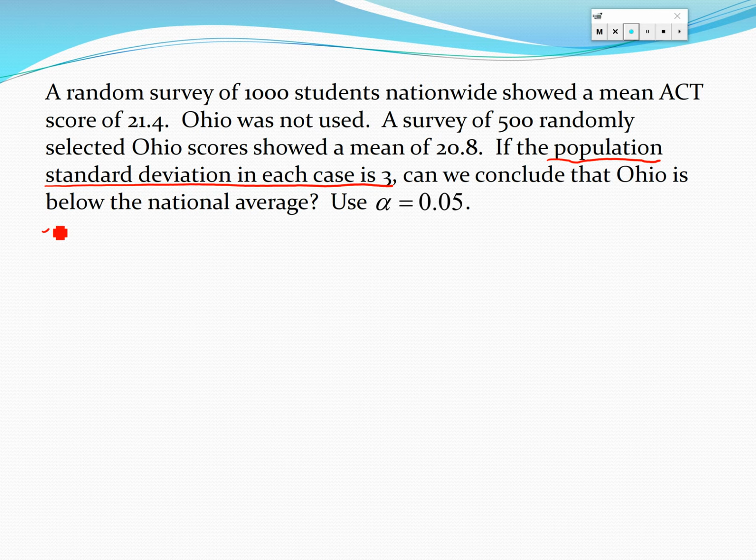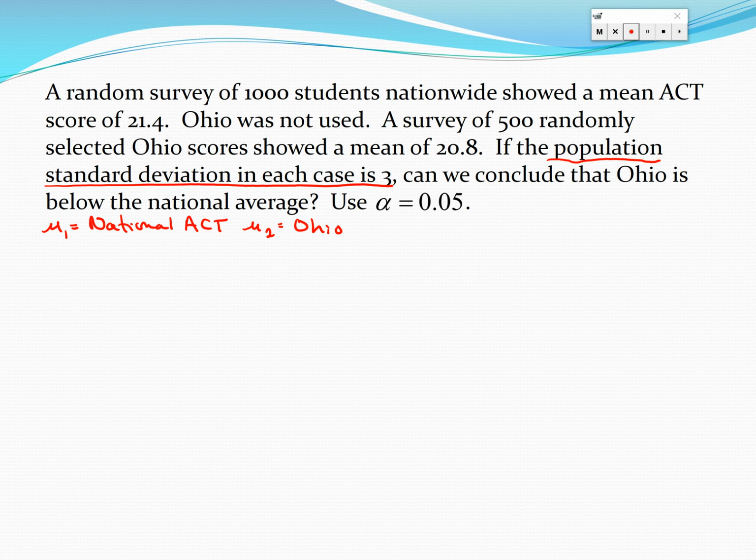But what we do need to do a little differently is designate what mu sub 1 and mu sub 2 are going to be. Otherwise, when we go to make the comparison to show that Ohio is below the national average, I won't know which one is the national and which one's Ohio. So I'm going to make mu sub 1 the national ACT, and I'm going to make mu sub 2 Ohio.